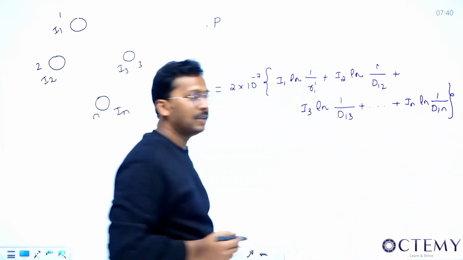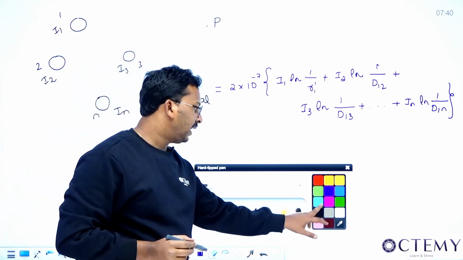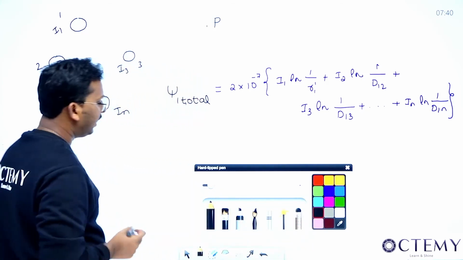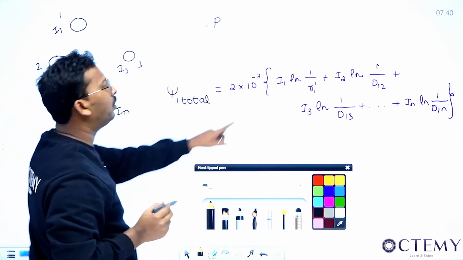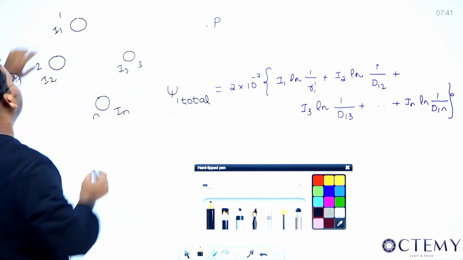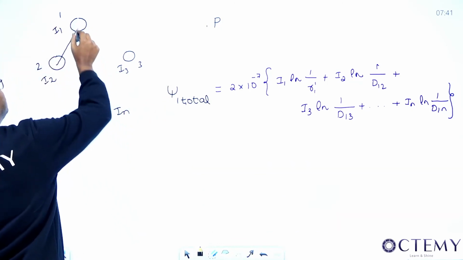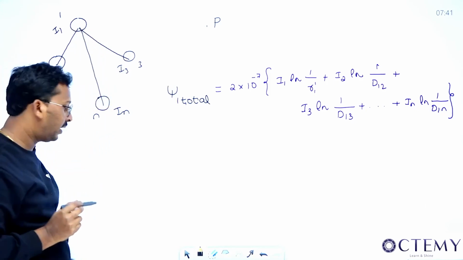Very important formula this is, right? That simply means that whatever flux linkage is there, that is I1 into ln, because of the first current, so ln 1 by R1 dash. Next, the distance between these two fellows, the distance between these two fellows, the distance between these two fellows. That is what I have written, right?